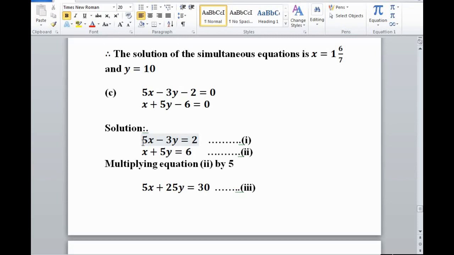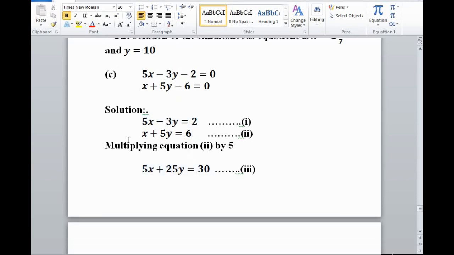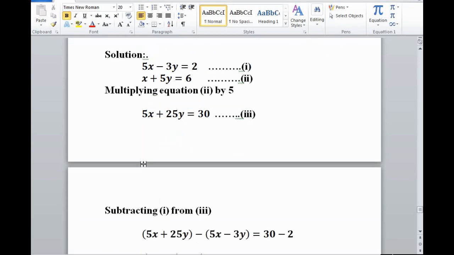So if I multiply equation 2 by 5, then equation 2 becomes 5x plus 5 5s are 25, 6 5s are 30. And now let's compare equation 1 and equation 3. We have the same values of the coefficients of variable x in these two equations. So let's subtract equation 1 from 3 to eliminate terms in variable x.